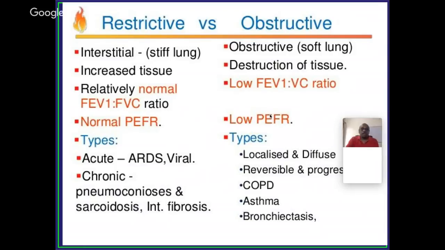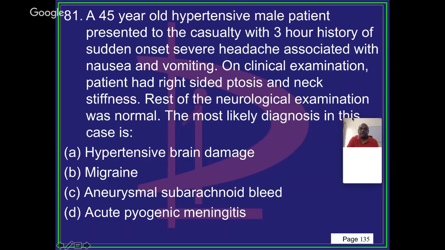Restrictive are all those interstitial pathologies like a stiff lung, and normal FEV1 by FVC characterizes them. Normal peak expiratory flow rate. So ARDS, acute viral infections, chronic pneumoconiosis, sarcoidosis, interstitial fibrosis are restrictive. In obstructive disease, low FEV1 by FVC ratio and low PEFR is typically considered the classical feature.